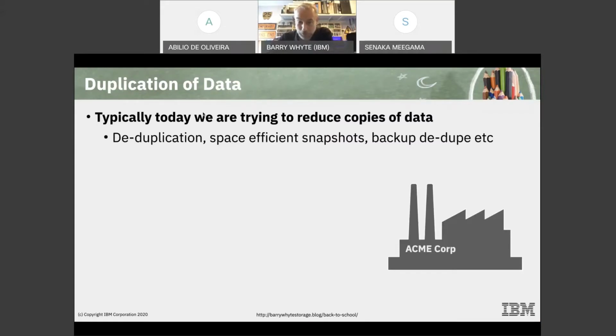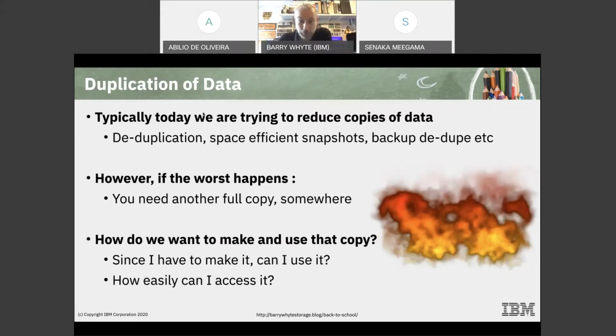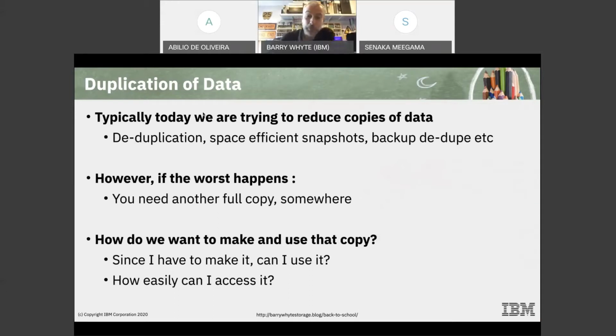Typically, obviously dedupe and things like that is going on inside snapshots and backups and all of those kind of things. But when you're talking about keeping a business running, and if the worst possibly does happen, then you want to make sure that you have another full copy somewhere. Obviously, if you completely lose one of your data centers through some natural disaster or some kind of physical reason, then you need to have another copy of it somewhere.